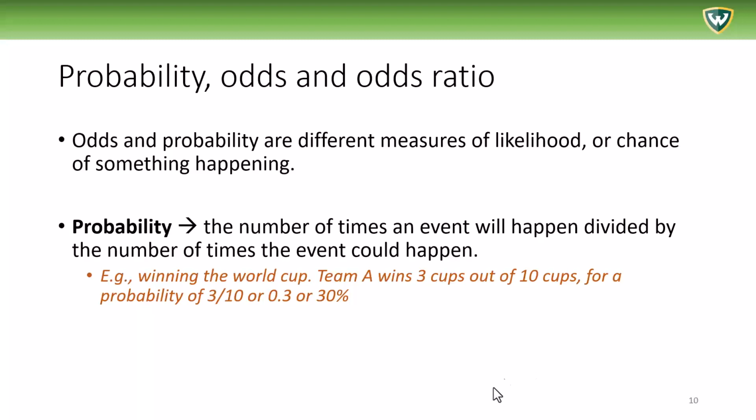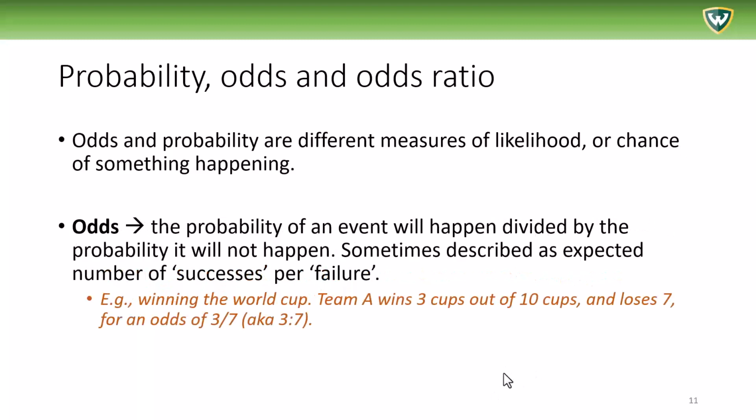So this is the number of times something has happened given the overall environment or possibilities for it to happen. Now, odds is a little bit different. Odds is the probability or chance that an event will happen divided by the probability it will not happen. Actually, it is the probability that the event will happen over the probability it will not happen, not the number of times it existed. Sometimes this is described as expected number of successes per failure.